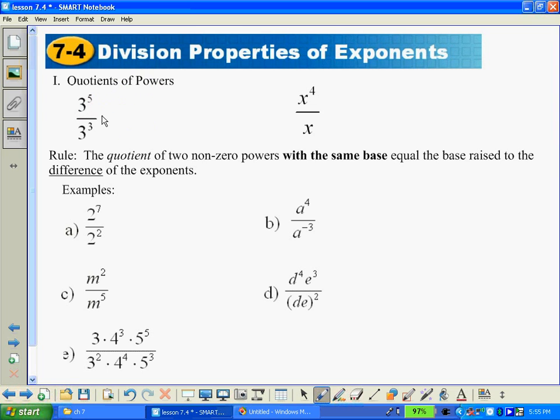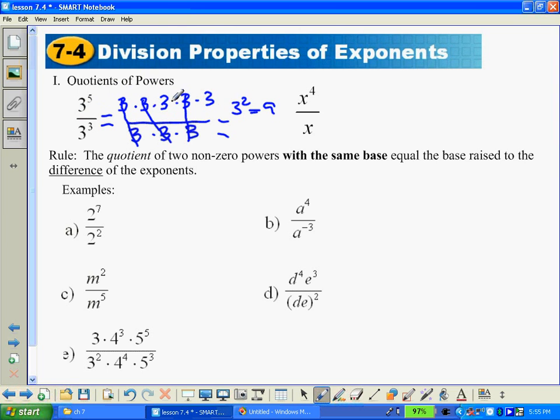And let me just give you a short explanation of how come. 3 to the 5th means 3 times 3 times 3 times 3 times 3. And then 3 to the 3rd is 3 times 3 times 3. Now, if we simplify this, remember, what is 3 divided by 3? Hopefully you remember that is 1. So those essentially cancel out. Those 2 can cancel out. And those 2 cancel out. So what do you have left? 3 times 3, which is 3 squared, or 9.